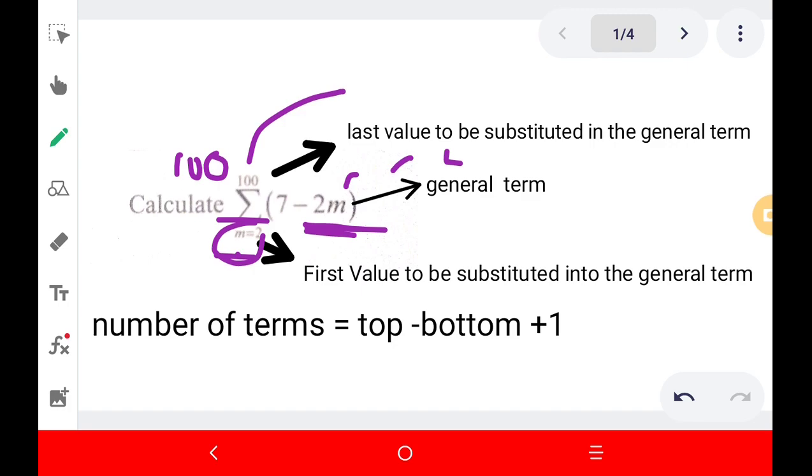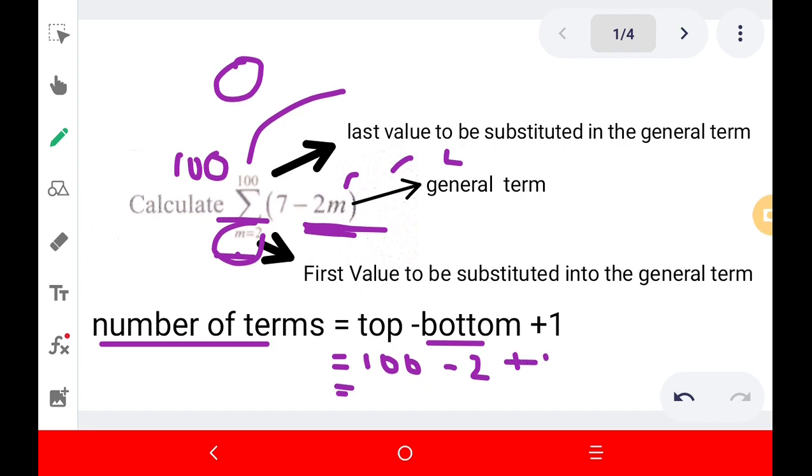Now, before we actually do that, we need to understand how many terms are going to be in this series. There's a simple formula that we can use to get the number of terms in the series. The number of terms can be given by whatever is written on top of the sigma notation, minus whatever is written on the bottom, plus 1. So in this case, our number of terms should be given by 100 on top, minus our 2 at the bottom, plus 1. Then it tells us that we need to calculate the sum of 99 terms.